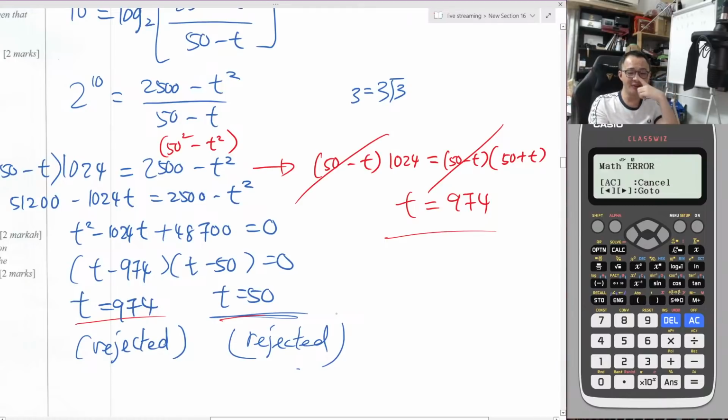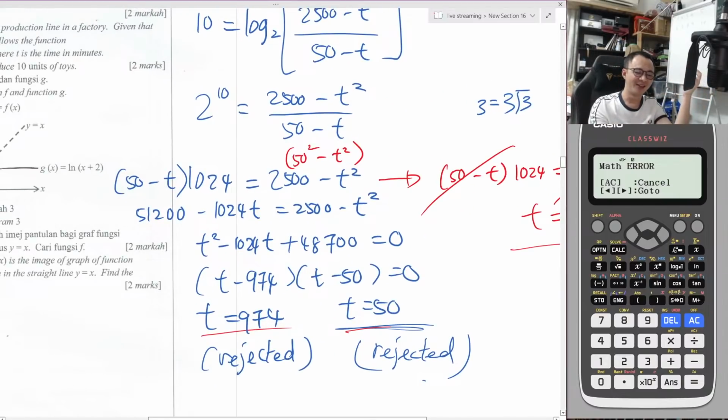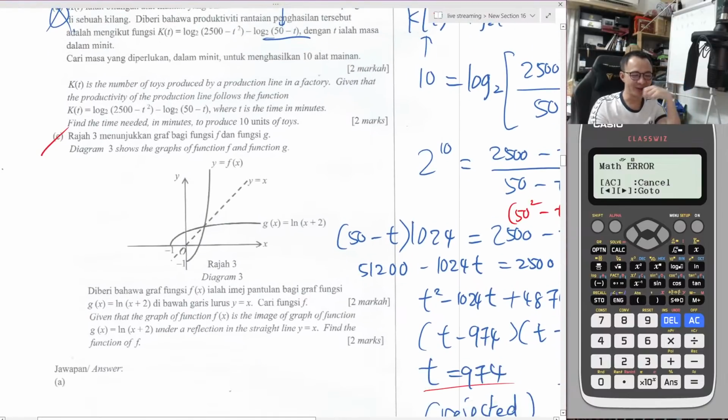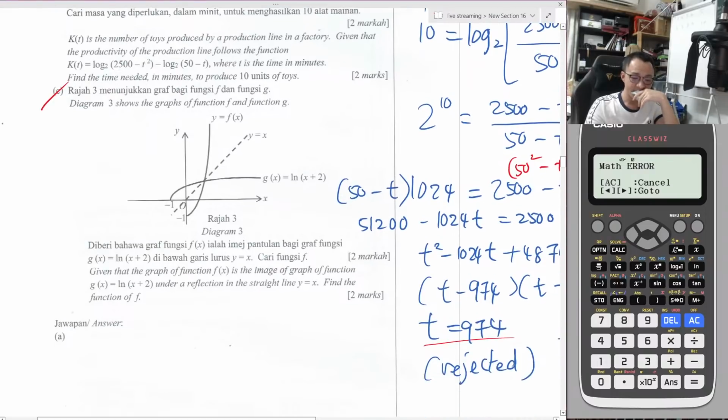But right now, this is not the problem. The problem is both answers, when subbed back into the production equation, we actually get a math error. So therefore, I will just say both answers are also wrong. Yeah, the question itself needs to be checked again.